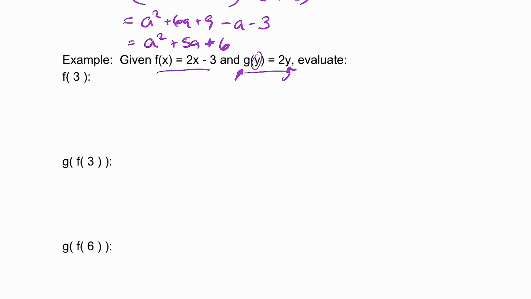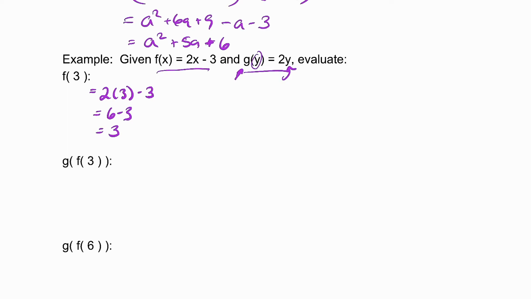So let's go off and determine f of 3. Well, for f of 3, we just go back to our function f of x, and we'll replace x with 3. So in this case, this is going to be 2 times 3 minus 3. That's going to be 6 minus 3, which is equal to 3. So now we could say something like, well, what's g of f of 3?